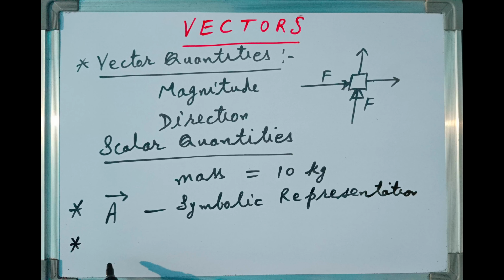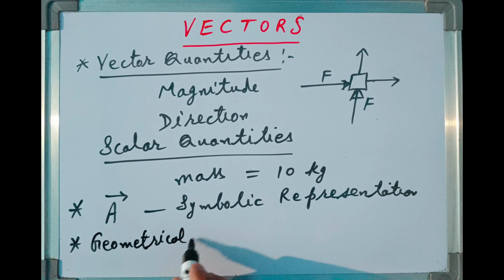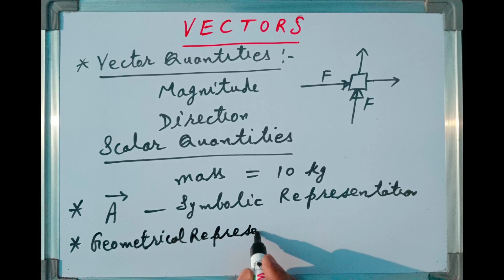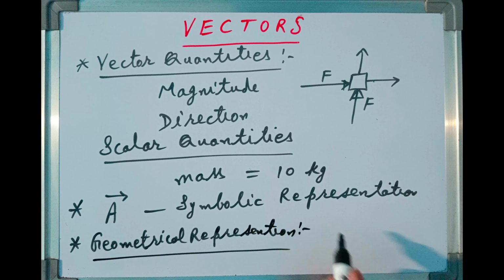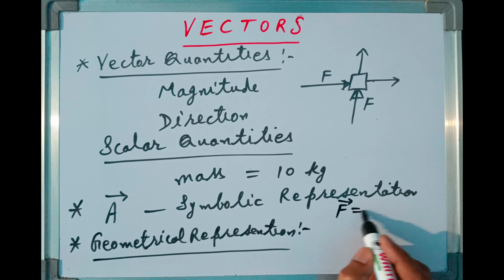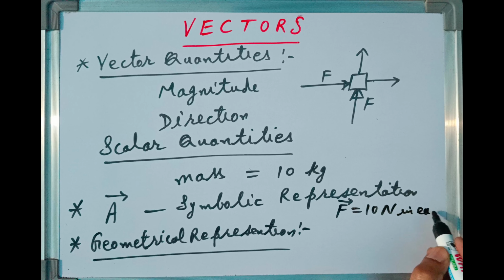Next point I want to share is how to represent a vector quantity geometrically. That is called geometrical representation of a vector quantity. For this purpose, let me take an example. Suppose I have a quantity force of 10 Newton in east direction. Direction is also given to us. How to represent it diagrammatically?